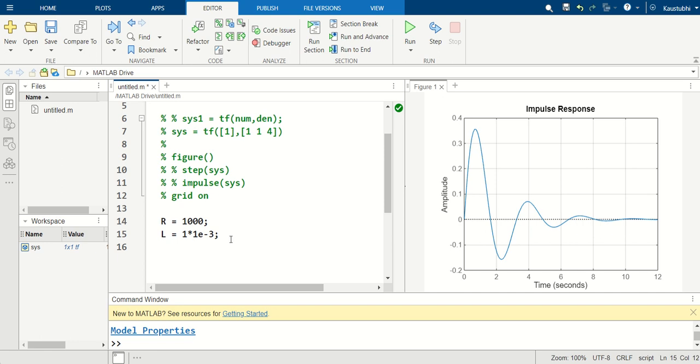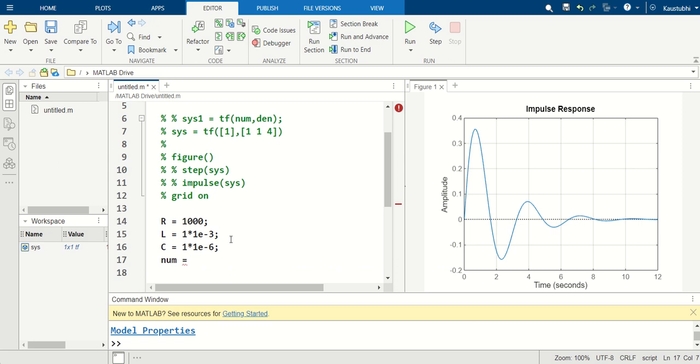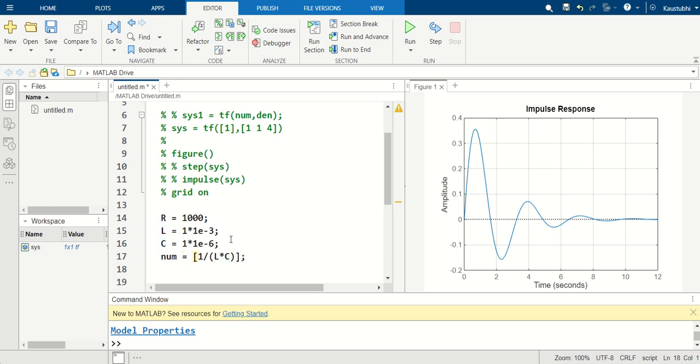Let me make it quick. Capacitor we will put 1 microfarad, which is going to be 1e minus 6. Now what was the numerator and denominator that you guys know, right? So the numerator was 1 by LC. So 1 by L into C. Got it? So we got the numerator.